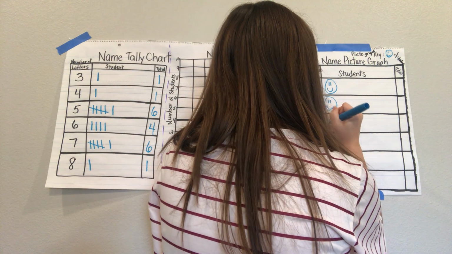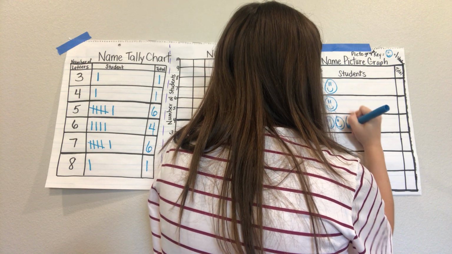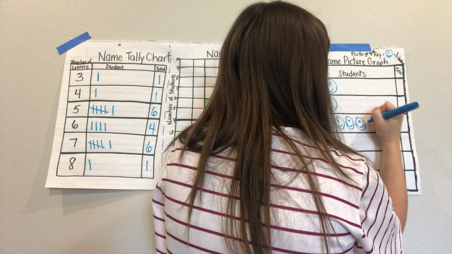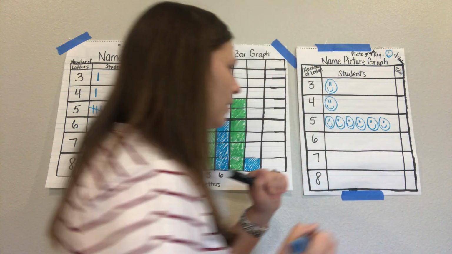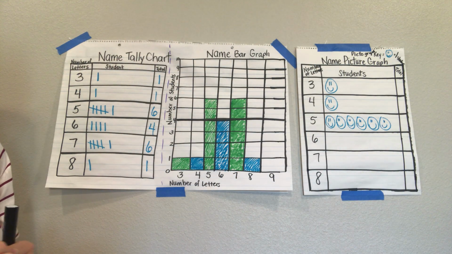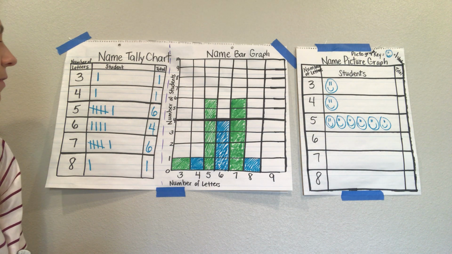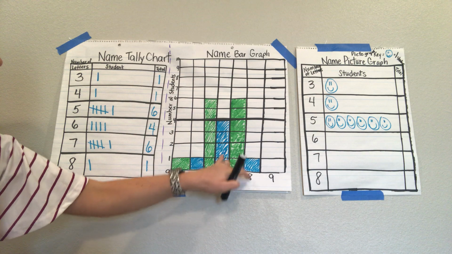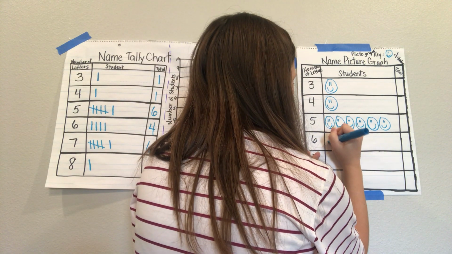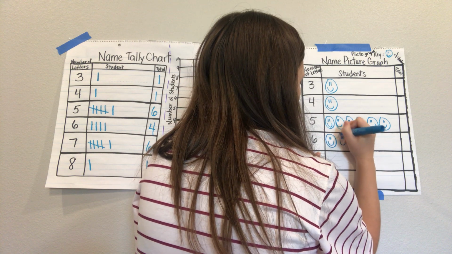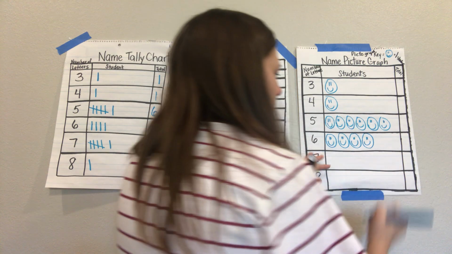I probably can't make them as big as I have been. 1, 2, 3, 4, 5, 6. Okay, so there's our 6 smiley faces for our 6 kids that have 5 letters in their name. For 6 letters in their name, we have 4 students with 6 letters. So 1, 2, 3, 4.